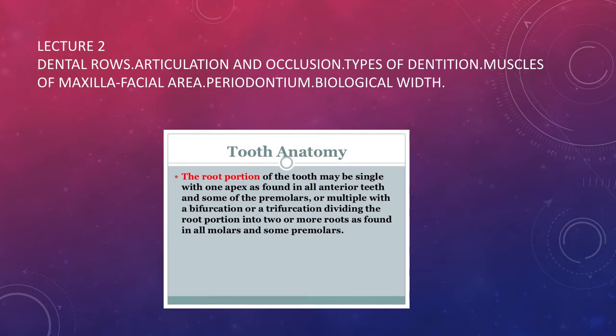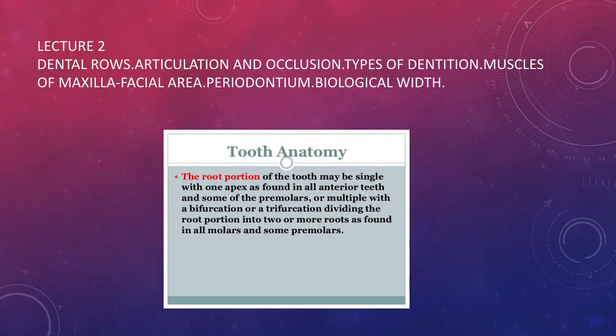The root portion of the tooth may be single with one apex, as found in all incisor teeth and some of the premolars, or multiple, with bifurcations or trifurcations dividing the root portion into two or more roots, as found in all molars and some premolars.